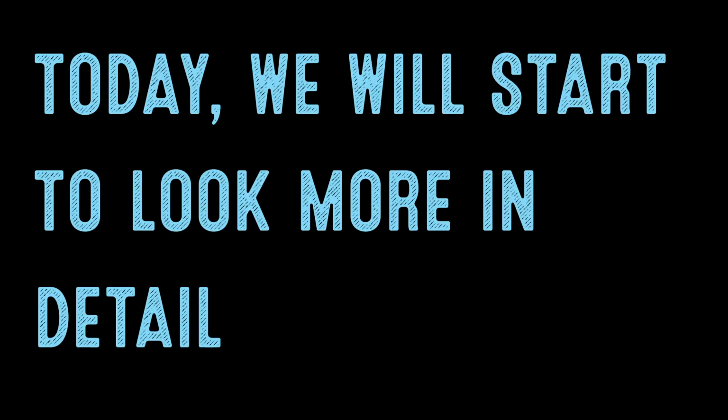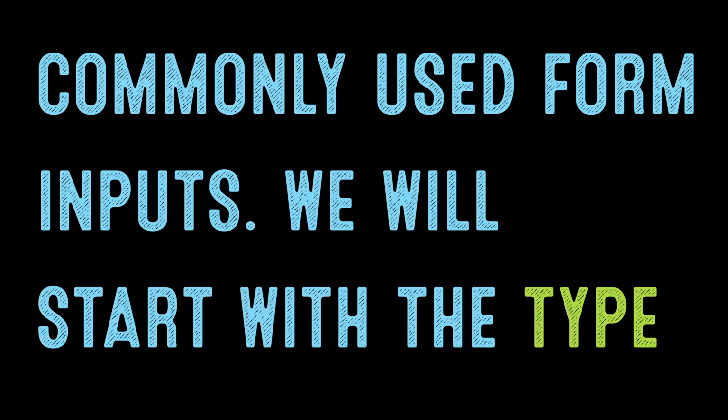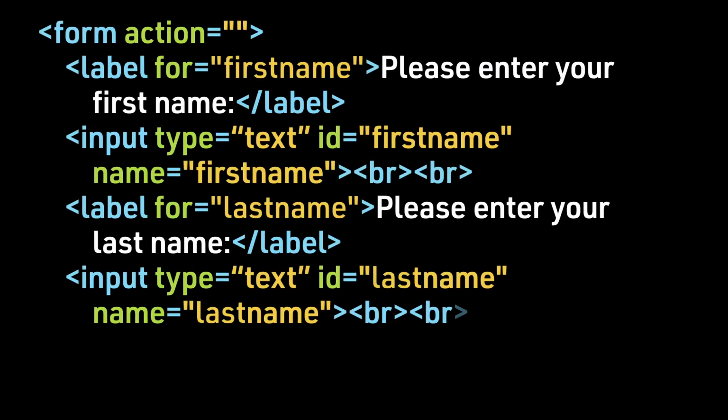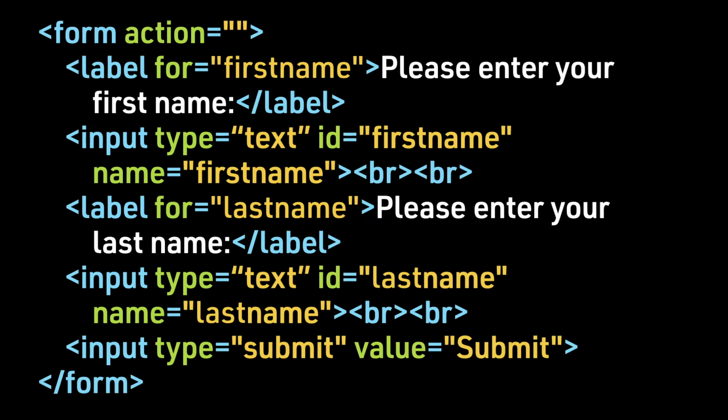The Daily Code Snippet. Today we will start to look more in detail at the most commonly used form inputs. We will start with the type attribute, which allows a single line input of text. A typical use is to collect a user's name.